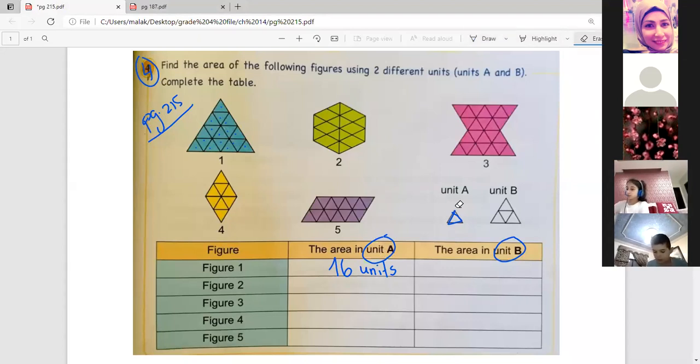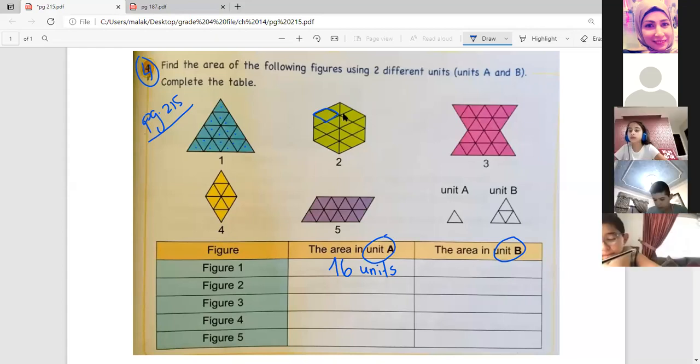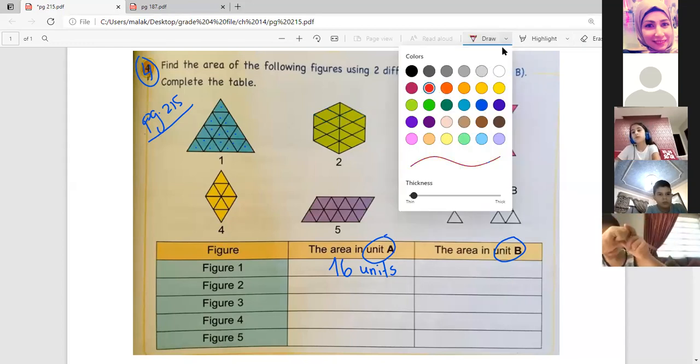So I will count the units. Now, figure 2. You will count the units, but here, Malak, look at the units. Is it the same as unit A? I didn't write 16 units, I wrote just 16, so add units. So Malak, is this shape the same as unit A? No, it's not a triangle. So can I count it as one? No. So what shall I do? Right, there is no triangle, so in order to find the area we will count all the triangles inside the shape, not just the one that's drawn here.